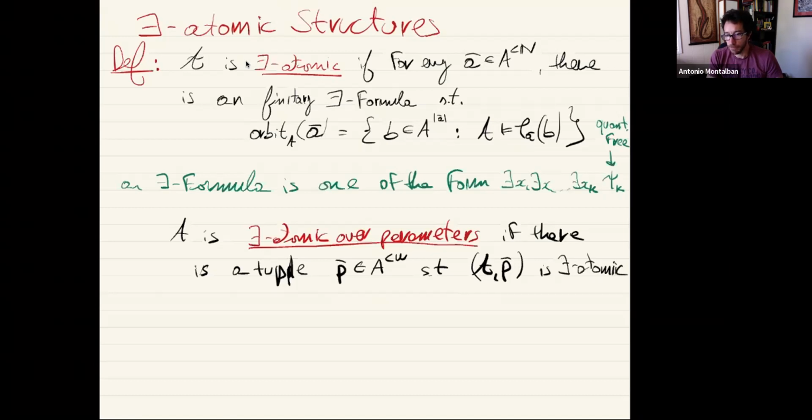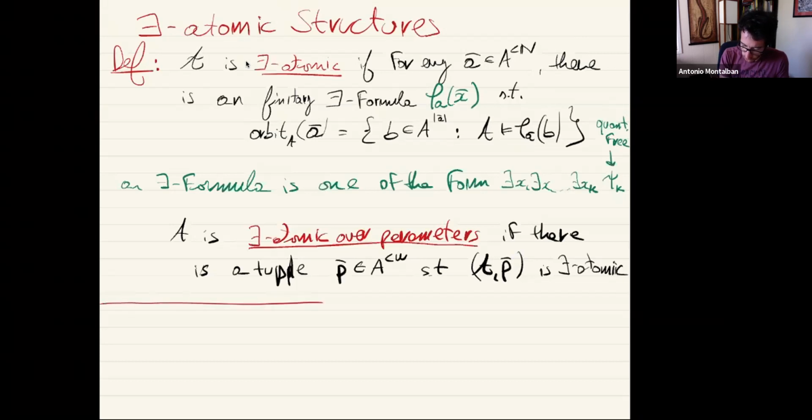And that's the same thing as saying that these formulas over here, let me put a name here, this finite existential formula phi sub a that depends on a, are essentially allowed to use parameters p. That's what that means.